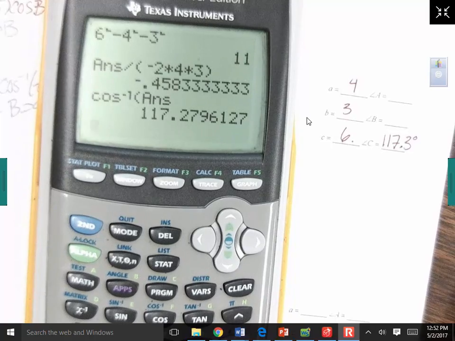Who needs help with this? If you need help, please feel free to whisper to someone next to you or ask me. But do you think this is easier than solving it all by hand? Yeah, I think so. Okay. So do we have to do this again?